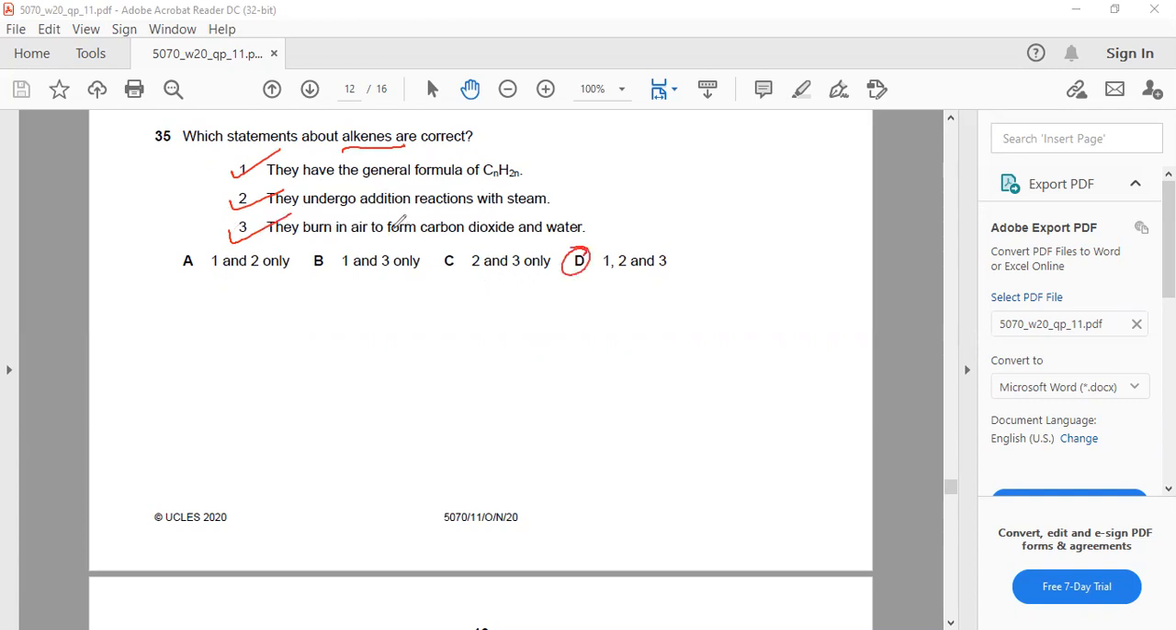Statement 3 is a little vague, but they burn in air to form carbon dioxide and water, in the presence of excess oxygen. They should have written excess oxygen.